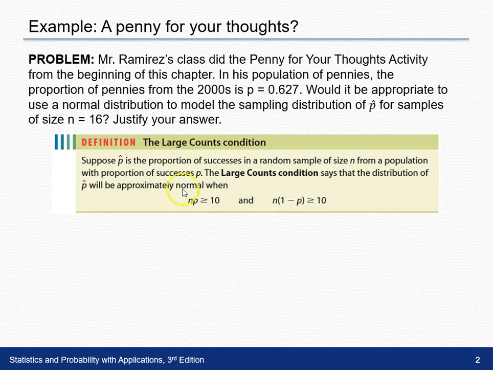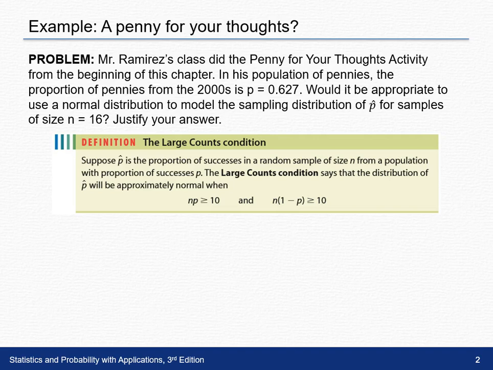P hat is the proportion of successes in random samples of size n. So for us, our sample size is 16, and we would be calculating a p hat for each sample that we took. Every time we took a sample of 16 pennies, we would figure out what p hat is. What we need to check here is the large counts condition to see if n times p and n times 1 minus p are both greater than or equal to 10.